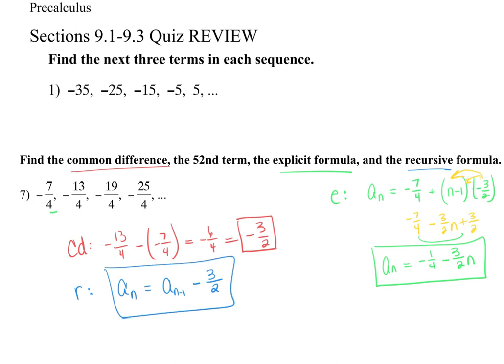The last thing it's asking for is the 52nd term. It's easiest once you find explicit, then go to the 52nd term. A sub 52 would just be negative 1/4 minus 3/2 times 52. You're going to get a really big fraction here. You get 26 times 3, multiply, get a common denominator, and then add it to the 1/4.